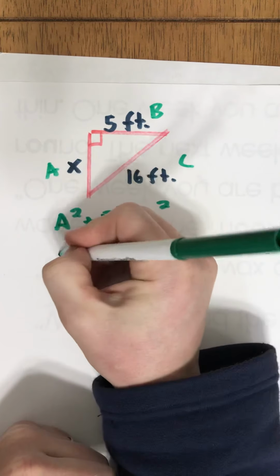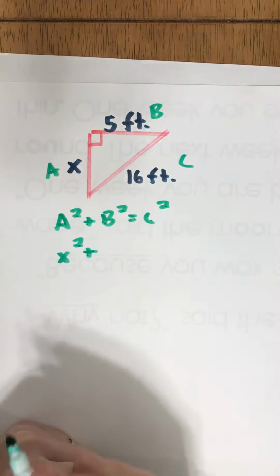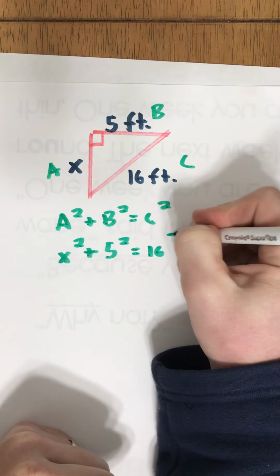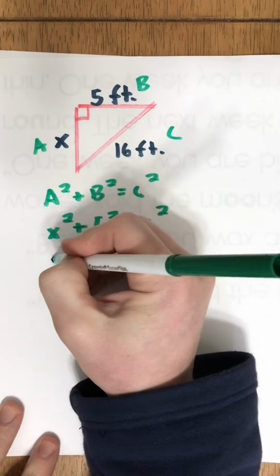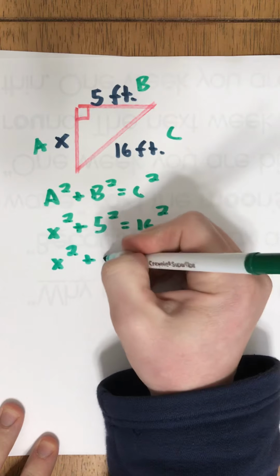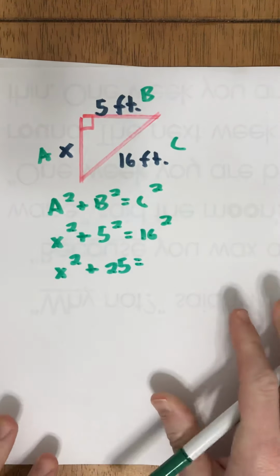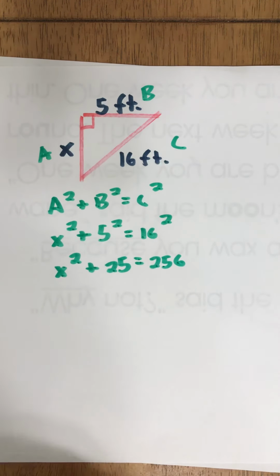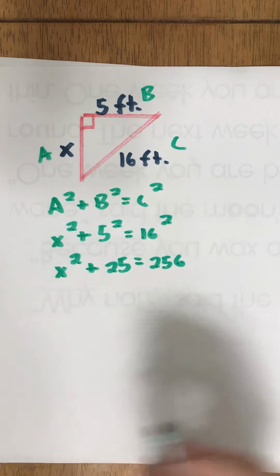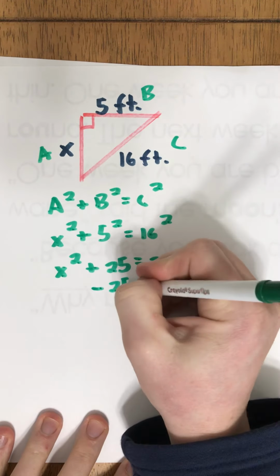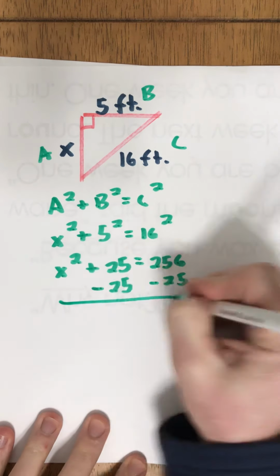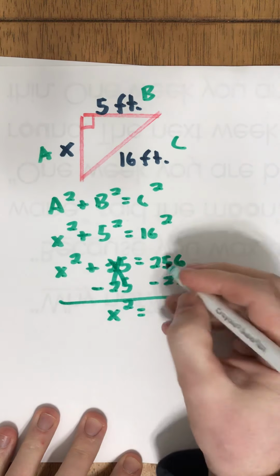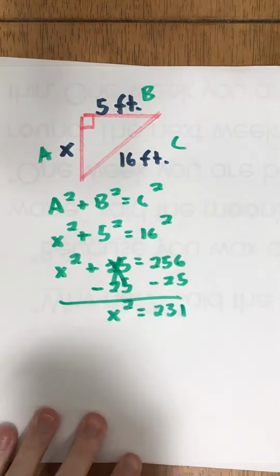I'm going to fill in x for my A, 5 for my B, and 16 for my C. So I'm going to have x squared, 5 squared is 25, so x squared plus 25, and 16 squared is 256. Now we're just going to try and solve this equation. So I'm going to subtract 25 on both sides. So this will be x squared equals 256 minus 25, which will be 231.